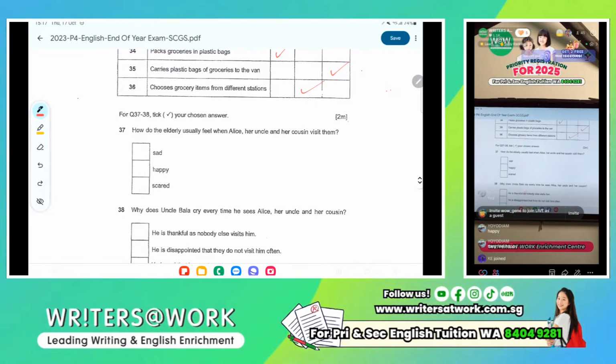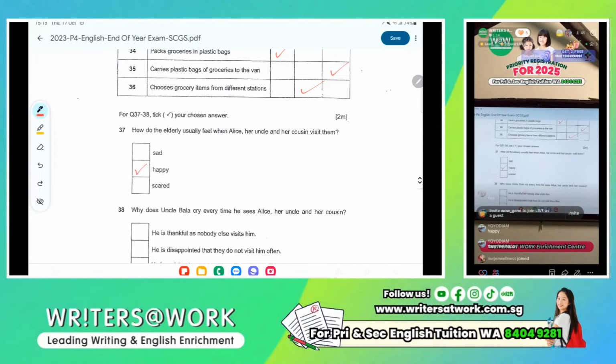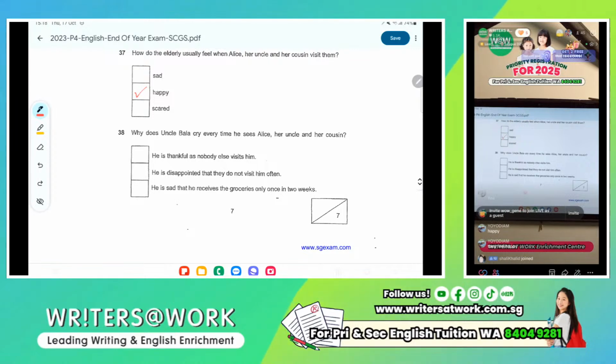Happy, they feel happy, right? Definitely not scared nor sad. So very well done, Yo-Yo Them. This is happy. Why does Uncle Bala cry every time he sees Alice, her uncle, and her cousin? Okay, why? Why does Uncle Bala cry?